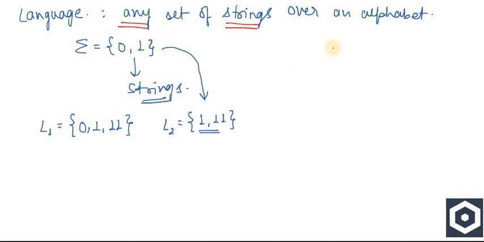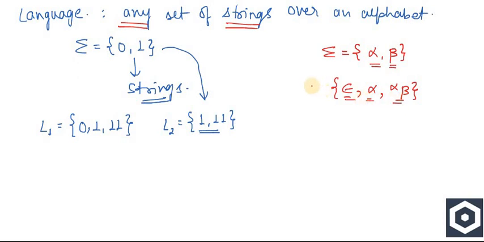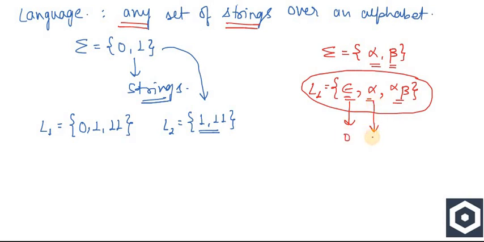Suppose that I am taking the alphabet as alpha and beta, and the strings that I have formed over these 2 symbols are epsilon, that is the 0 length string, alpha and alpha beta. So the set of these 3 strings forms a language. Suppose that I name it language 1. This set is a language which has 3 strings. This string is of length 0, this string is of length 1, this string is of length 2.